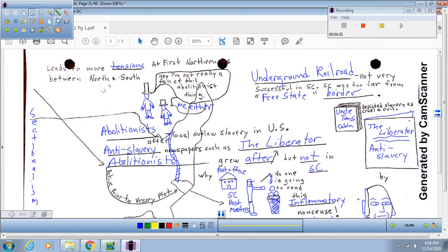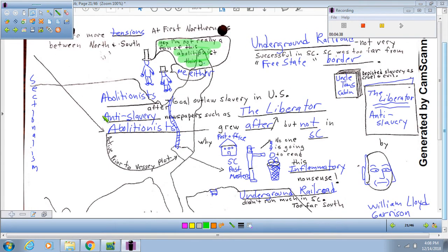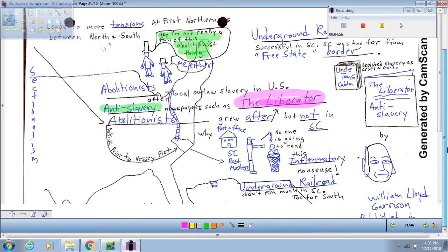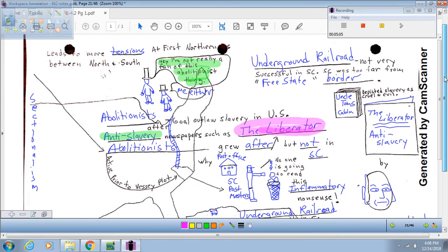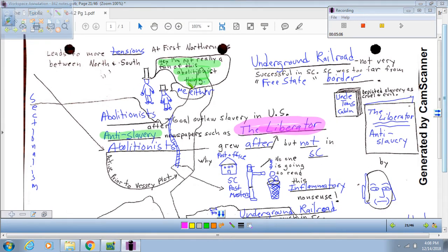We learned that the support for the abolitionist movement was not really that strong at the beginning. However, anti-slavery newspapers and literature would cause the abolitionist movement to become more popular among Northerners. These anti-slavery newspapers, one of them was The Liberator, and this was published by a man named William Lloyd Garrison in Boston, Massachusetts. This caused an increase in those who were on the side of the abolitionists.